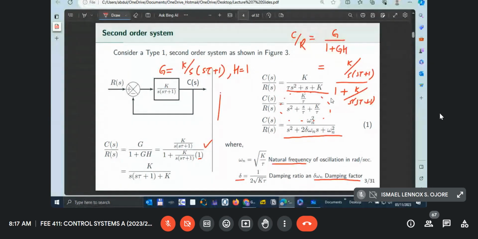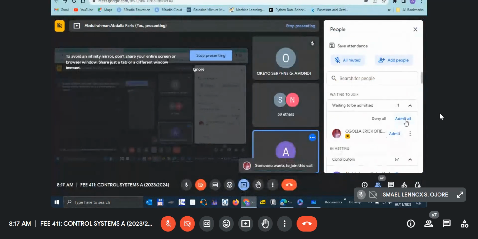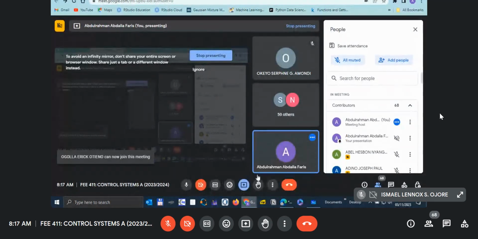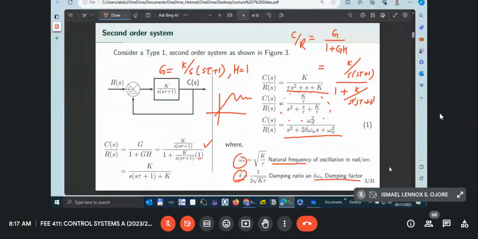We saw that in a first order system, the response was like this, right? But in a second order system, the response is mostly like that. These are the dampings, and the damping ratio is given by that. So our second order system is fully characterized by two variables: one, the damping ratio, and two, the natural frequency.